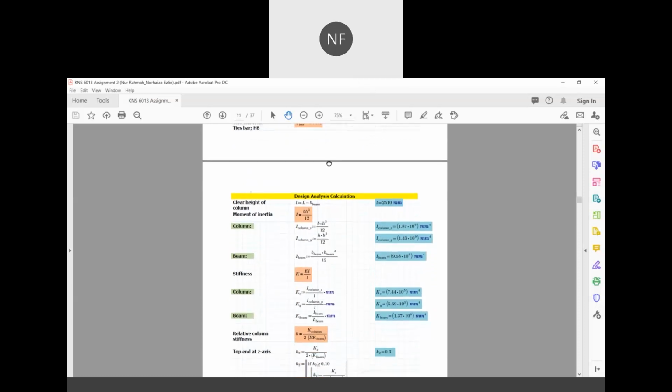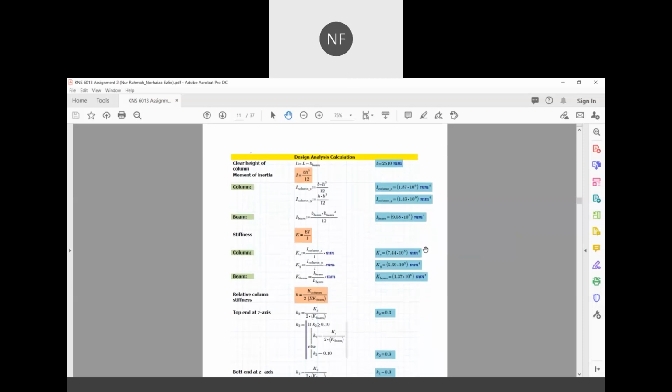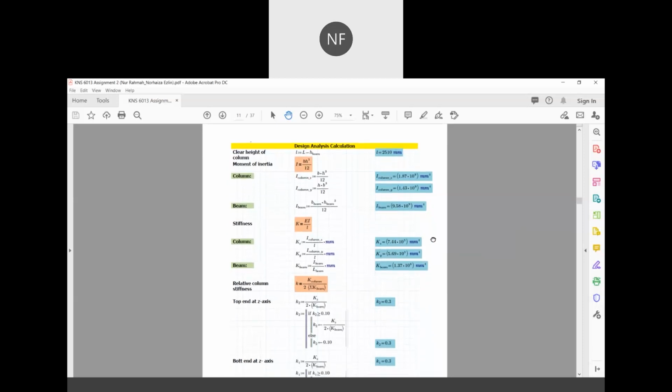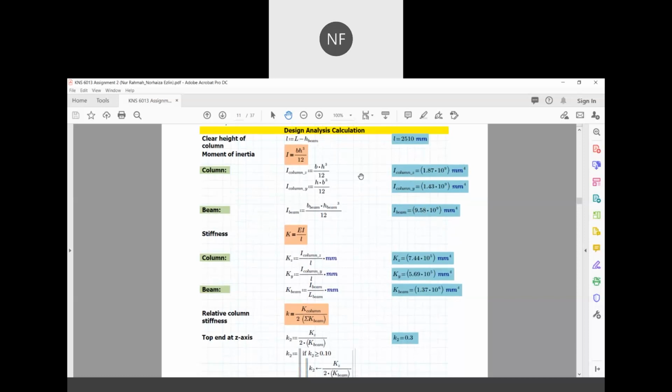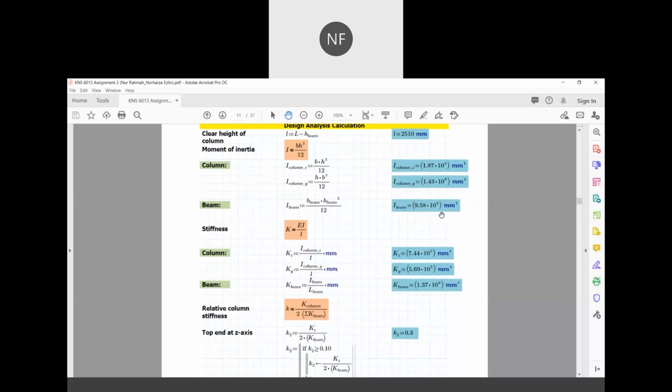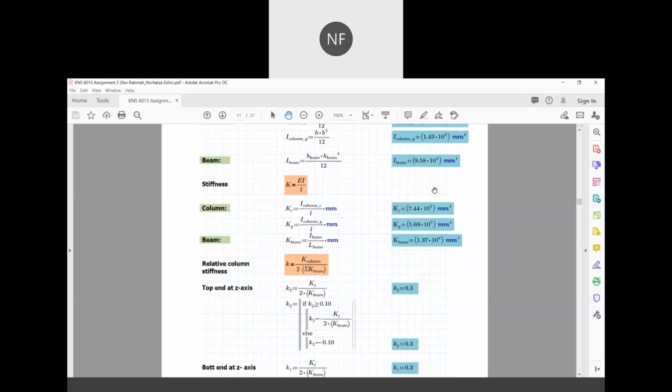Okay, so for the column reinforcement, we need to determine the clear height of the column. Based on the calculation, the clear height of the column is equal to 2510 mm, and to determine the effective length of the column, we first need to determine the moment of inertia. So here are all the data given for moment of inertia for both column and beam, and also the stiffness.